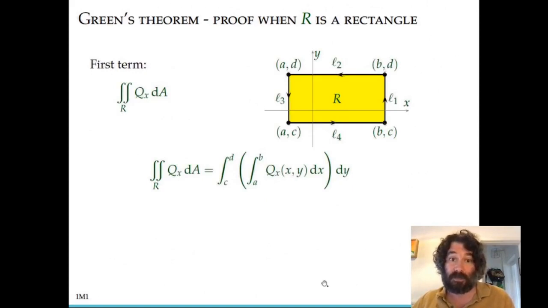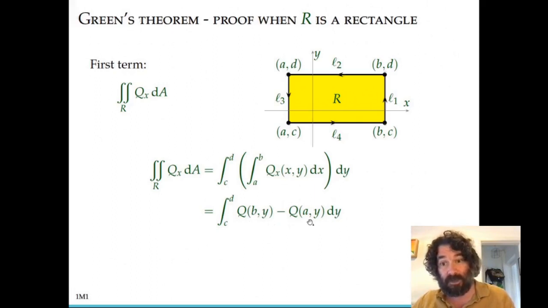So the first term in the double integral over R of Qx. If we were to write this double integral over R of Qx as an iterated integral, integrating with respect to x first, it would give us this. Now the inside integral with respect to x, we can apply the fundamental theorem of calculus directly because we're integrating a derivative with respect to x over an interval from a to b. So the fundamental theorem of calculus tells us that in fact this is just the integral from c to d of Q evaluated at x equals b minus Q evaluated at x equals a, dy.